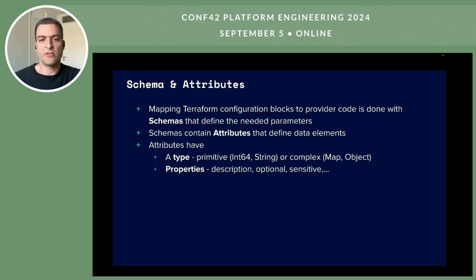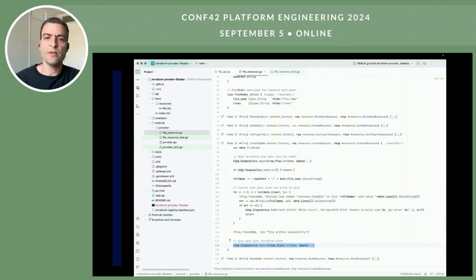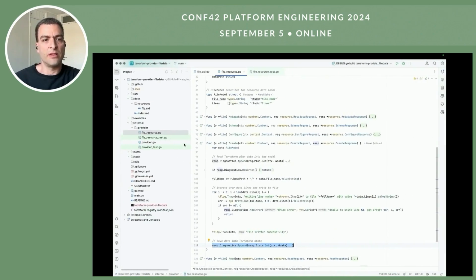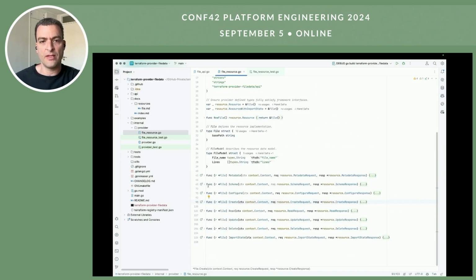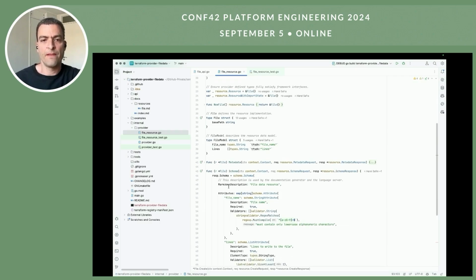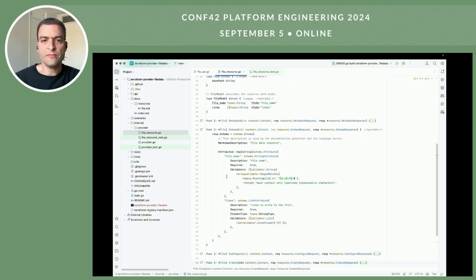Each of the attributes also has properties: description, optional, sensitive, and other properties. It can also have optional validators to check that the user's supplied values match what the infrastructure and provider are expecting. If you take a look at the code, you can see that this is all implemented in a schema function. And the file has two attributes.